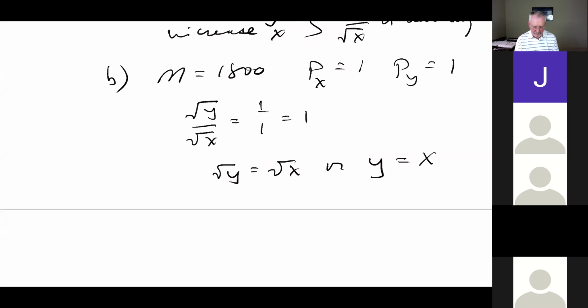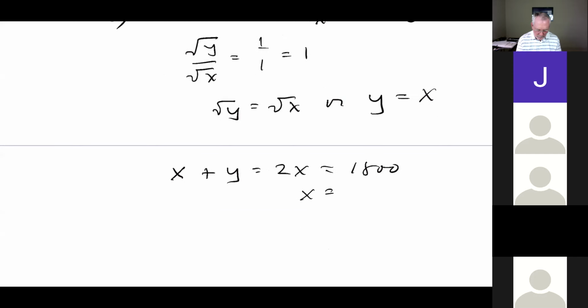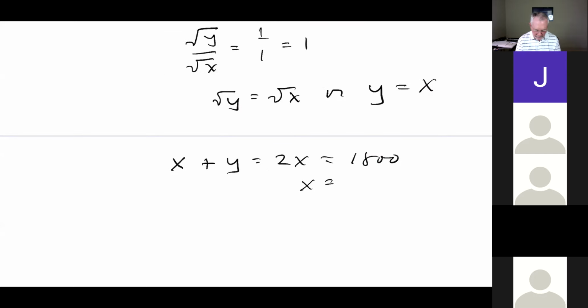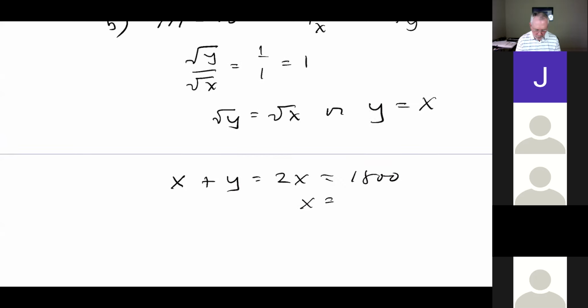And then I take this, I've got y in terms of x. I know each unit of x costs 1, so there's my expenditure on x. And there's my expenditure on y, since this price is also 1. But since y is equal to x, this is just going to be 2x, and that's going to be equal to 1,800. So my initial quantity of x demanded is going to be 1,800 over 2.